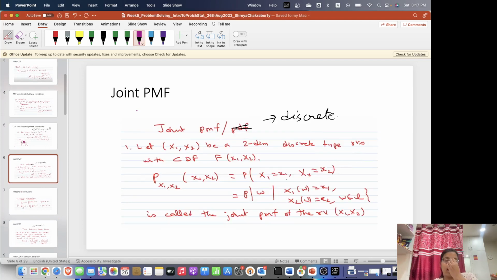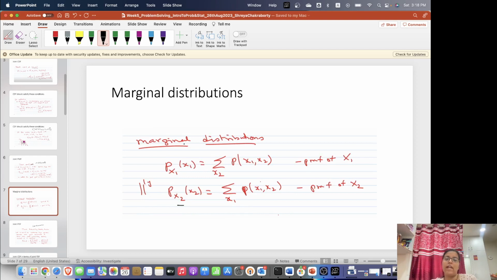And then we learned how to represent, or how to write, a joint PMF in case of a discrete distribution. So we can write a PMF as probability X1 equal to x1, X2 equal to x2. This is the joint PMF. And if we are to find the marginal distribution for X1, we have to take the sum of the joint probability over all values of x2. Similarly, for X2, we have to take the sum of the joint probabilities over all values of x1.